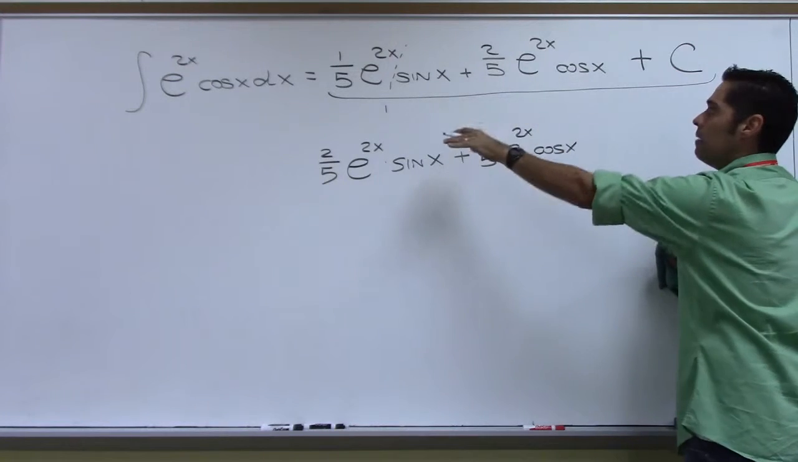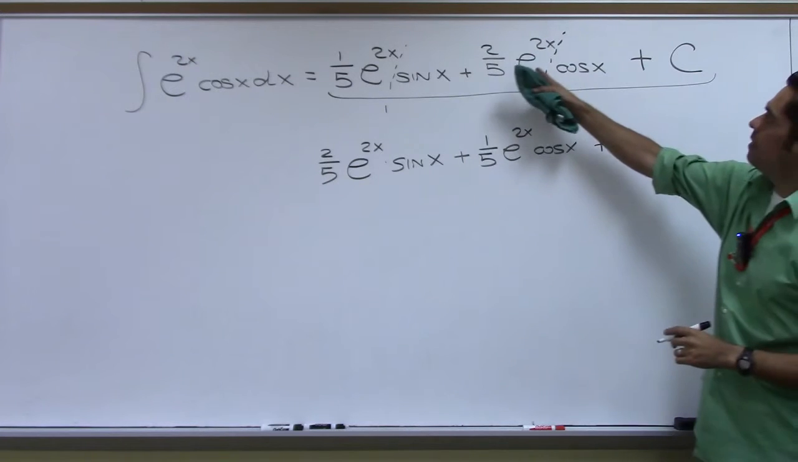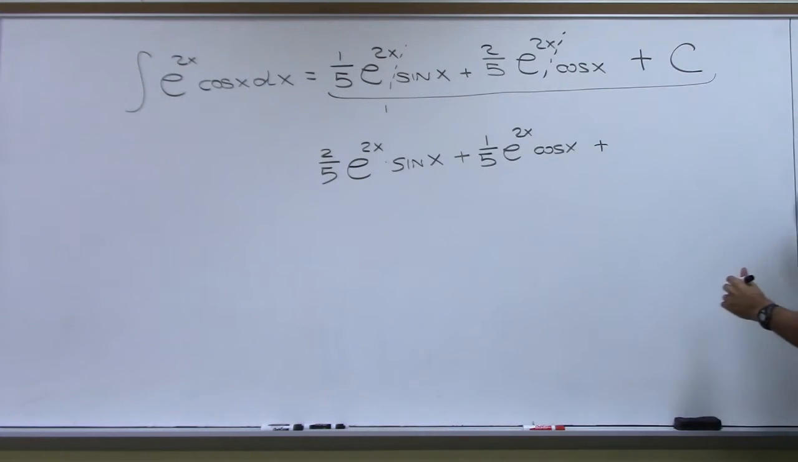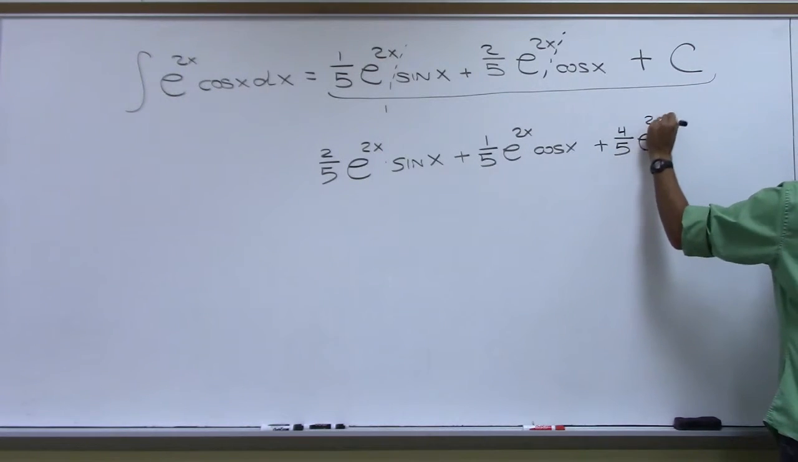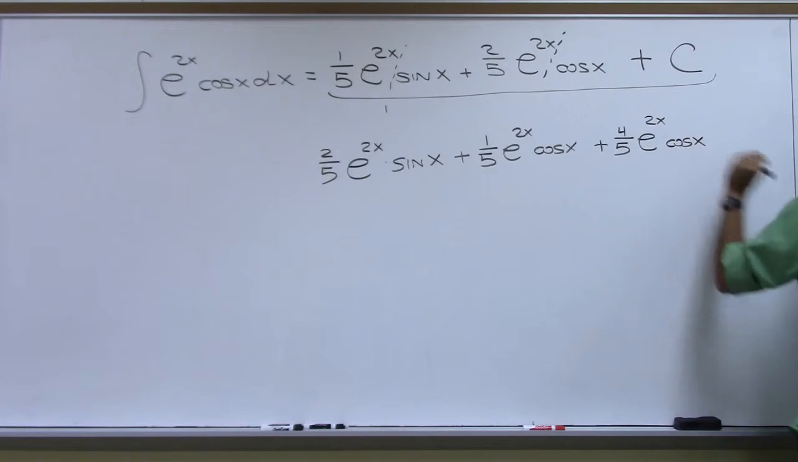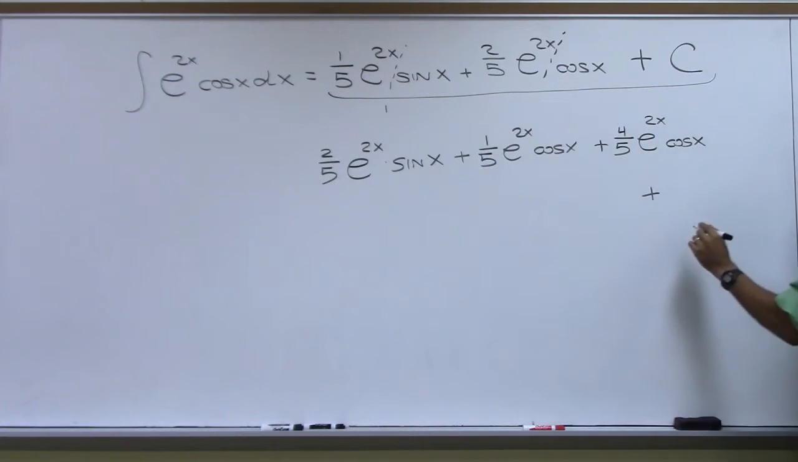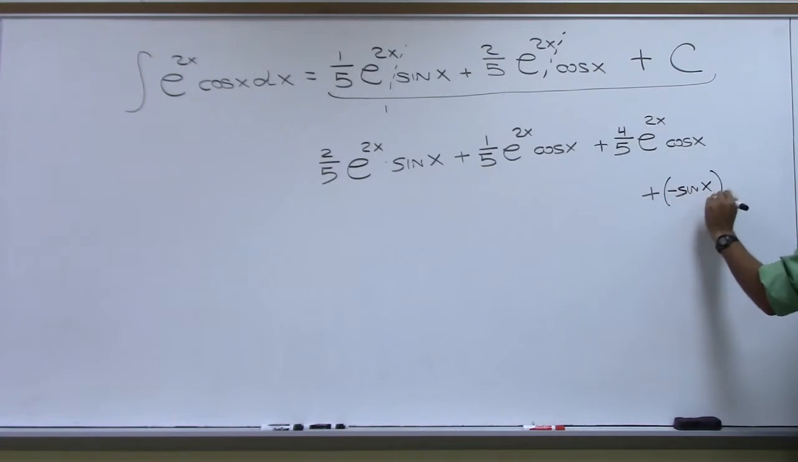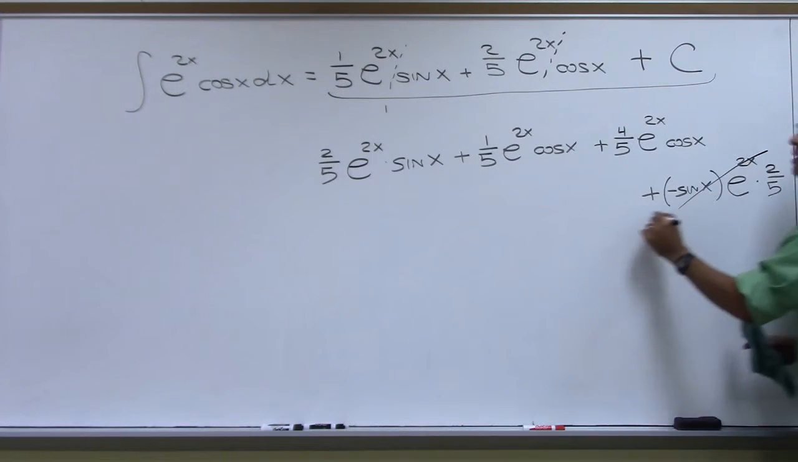Okay, I'm done with that. Plus, now derivative of this, another product rule. What's the derivative of e to the 2x times 2/5? 4/5 e to the 2x times cosine x. Plus, now derivative of cosine x: negative sine x times e to the 2x times 2/5. Sorry, I forgot the 2/5 there. Yes? I think these cancel.